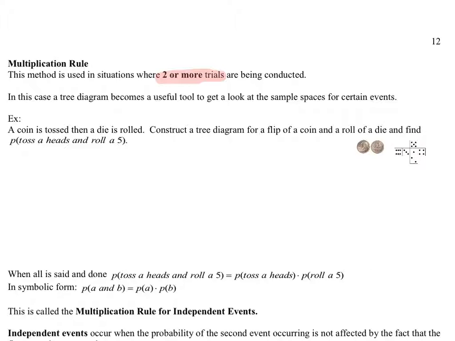A coin is tossed and then a die is rolled. Construct a tree diagram for a flip of a coin. All right, so heads, tails. And a roll of a die, and find the probability that you would toss a heads and roll a 5. It's implied that you'd find that from the tree diagram. So if I flip the coin, I could get a heads, but then after I roll the die, I could get any of the outcomes from 1 to 6 on the die. So 1, 2, 3, 4, 5, 6.